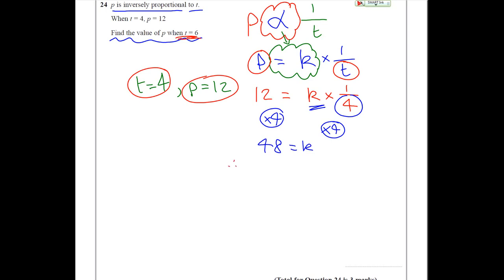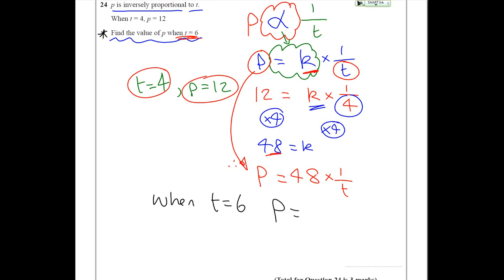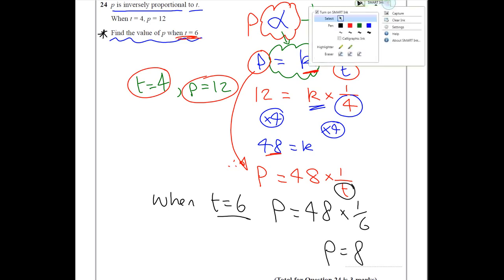Therefore, our whole equation, going back to here, to get p, you do this number, which is 48, times by 1 over t. Okay. And then let's not forget the last bit. Find the value of p when t equals 6. So to get p, you do 48 times 1 over whatever t is, in this case 6. So 48 divided by 6 is going to give us 8. That's the job done for the whole of the 3 marks. Okay.